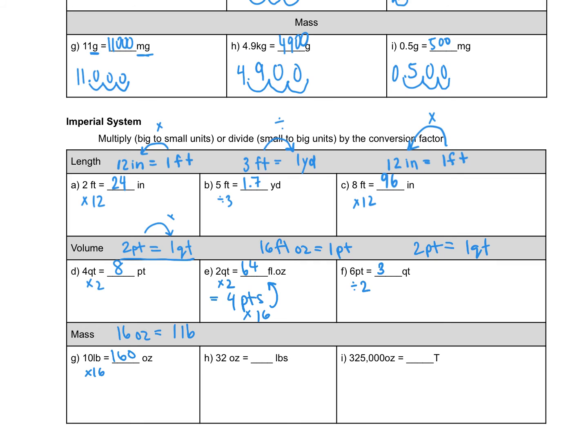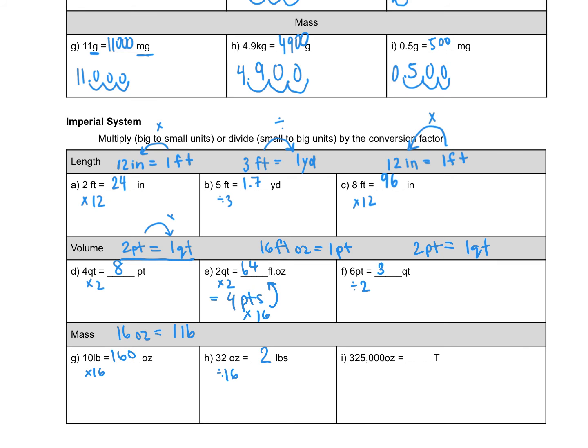Let's go in the other direction. I'm giving you ounces. I have 32 of them, and I want to see how many pounds that is. How many times can I remove 16 from 32? That implies division. 32 divided by 16 is 2 pounds.